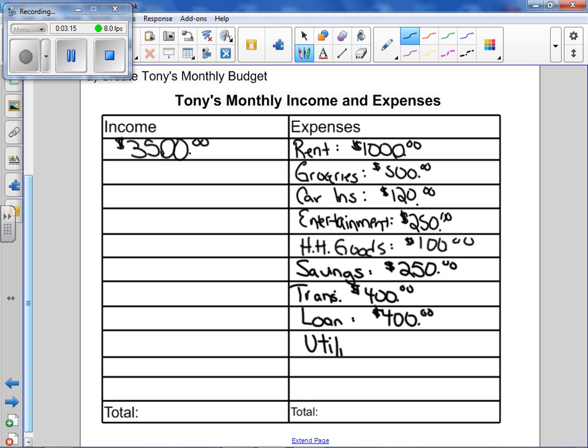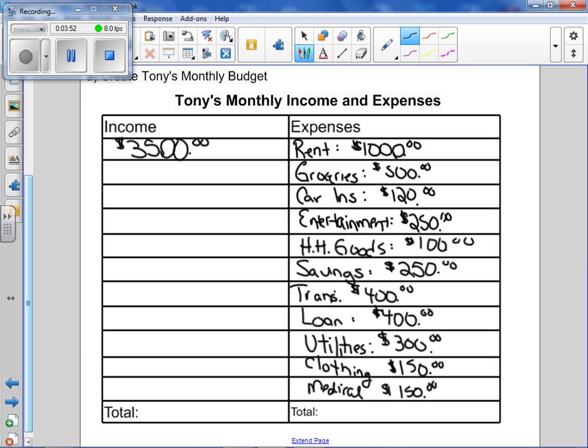Utilities. Utilities are things like your phone, your power, your water, your electricity. That's $300. Clothing, which is $150. Medical, which is also $150.